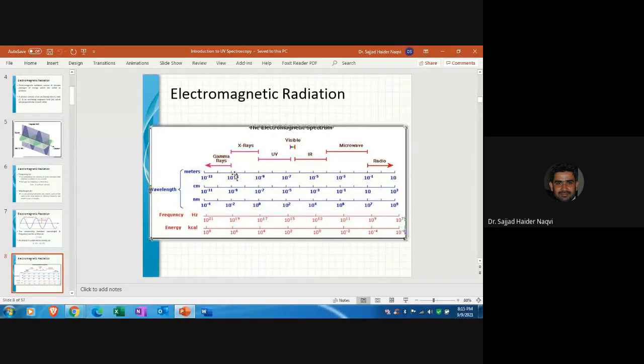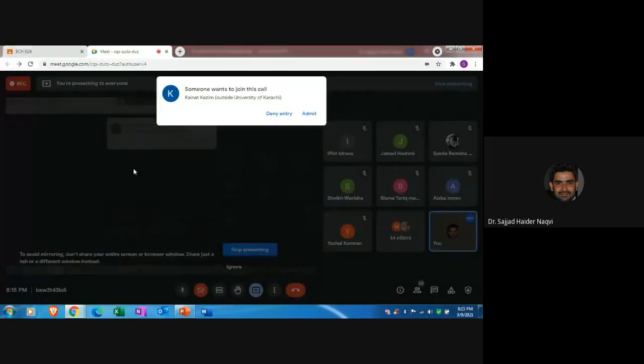Then the next region is X-rays, then ultraviolet, then visible, which is a very small region here, then IR, then microwave, and then radio wave. So from this side to this side, you have different regions based on wavelength, where you can define these electromagnetic radiations further into gamma rays, X-rays, UV, visible, IR, and microwave.